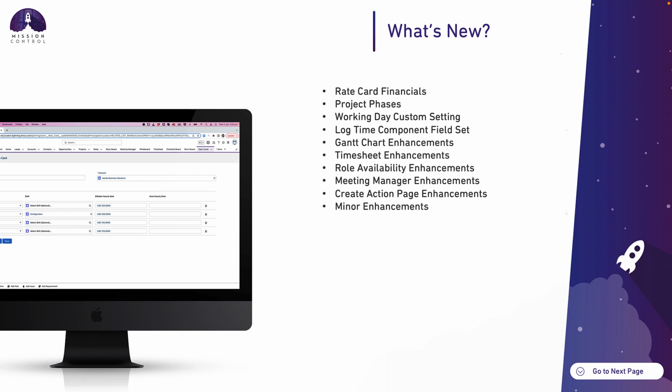A couple of enhancements to things like the log time component. So you now have the ability to choose what fields are displayed on that log time component via a field set. The Gantt chart has a number of different enhancements. We'll cover those off, as does the timesheet. We've expanded the use of the role availability records on key pages like the scheduler, resource planner, and timesheet. A number of enhancements to the meeting manager, as well as the create actions page, and then there's a couple of additional enhancements as well. Okay, so let's dive in and take a closer look at each one of those.